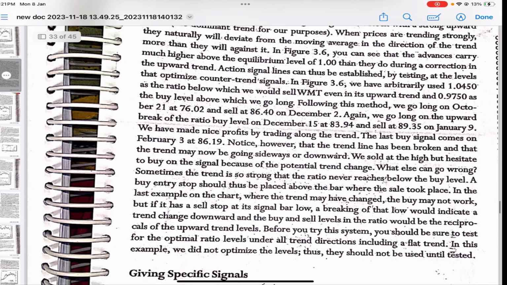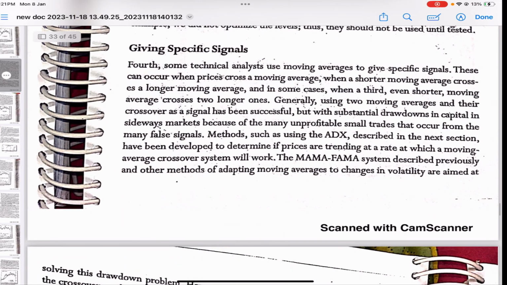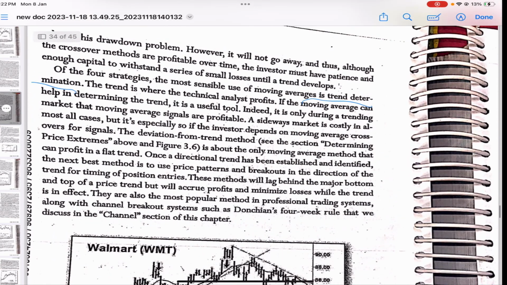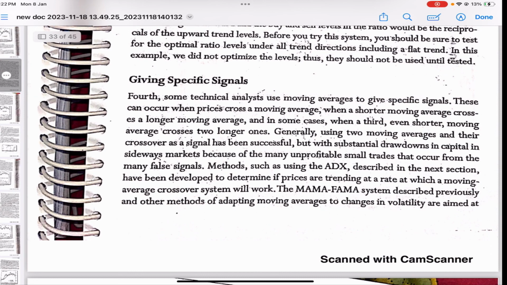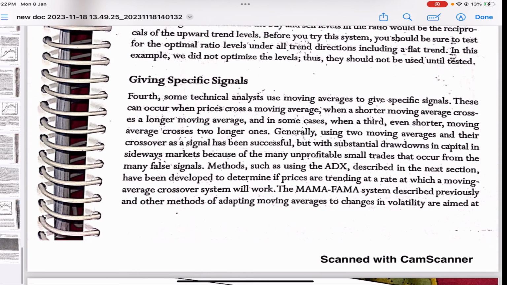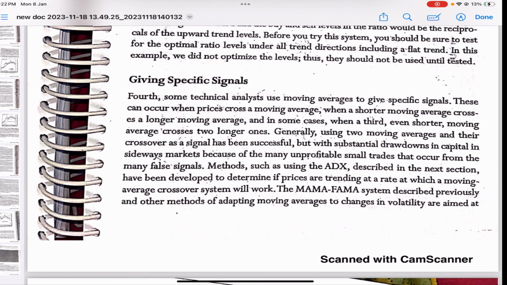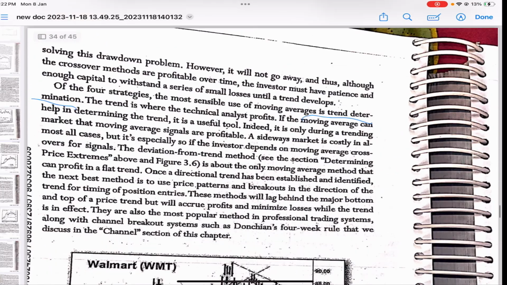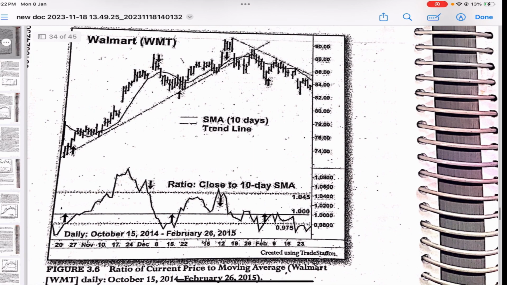Then what we have is giving specific signals. We also know that by combining it with other particular indicators or our own strategy, it can give you signals as well. By signals, we can also take into account the crossover strategy or other strategies like that which can be used. However, it's not ideal to use only the moving average, but it can be used as a confirmation thing.